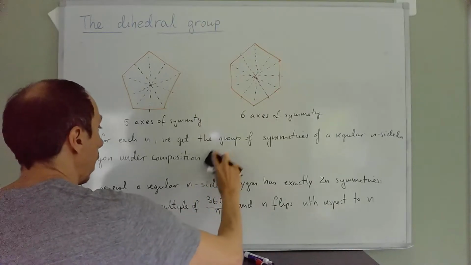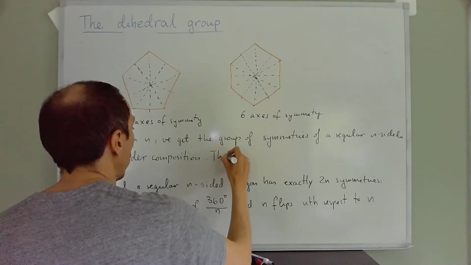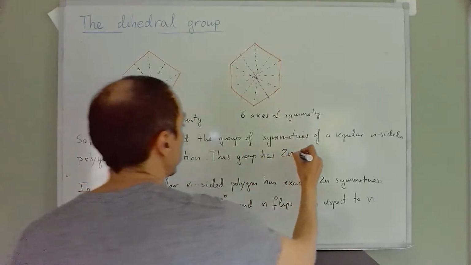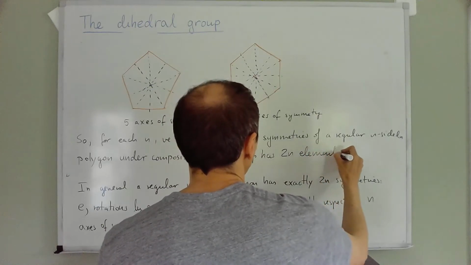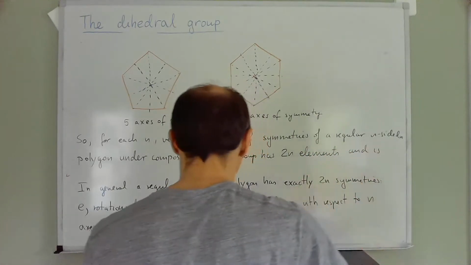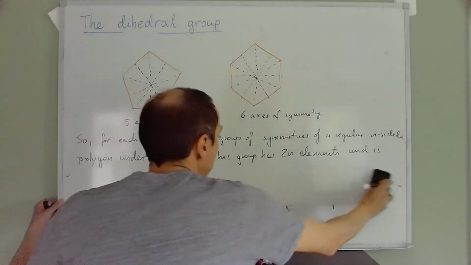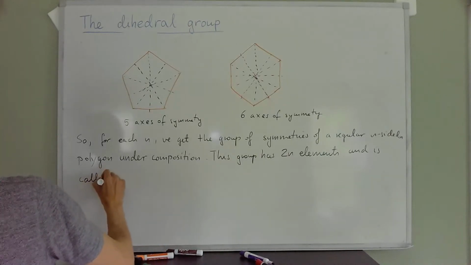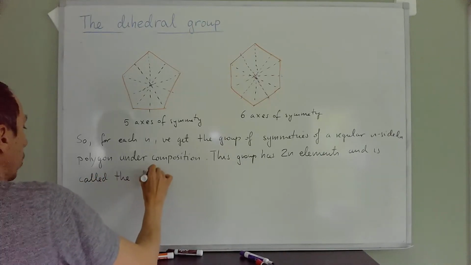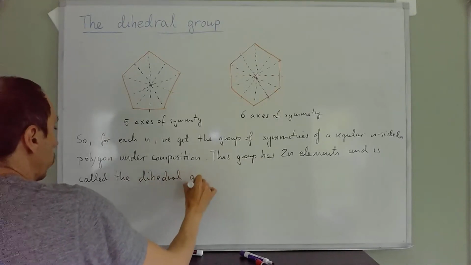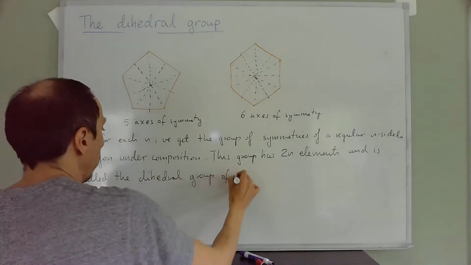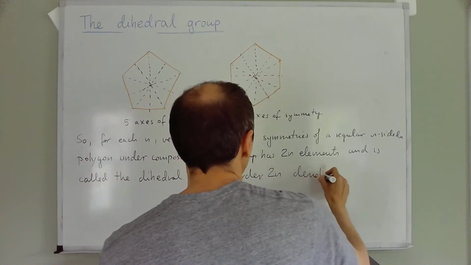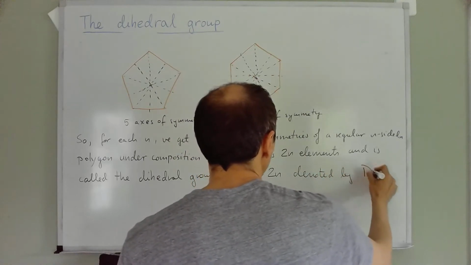This group has 2n elements and is called the dihedral group of order 2n, denoted by D sub 2n.